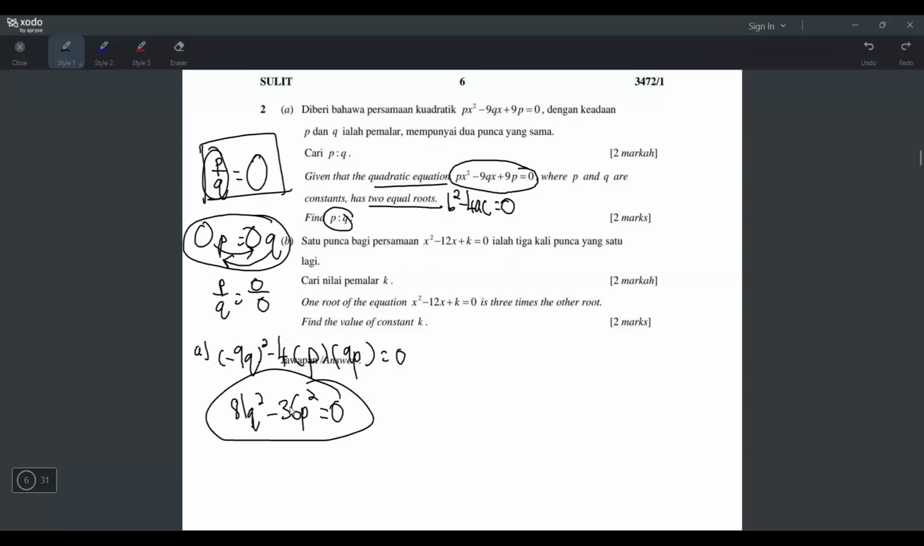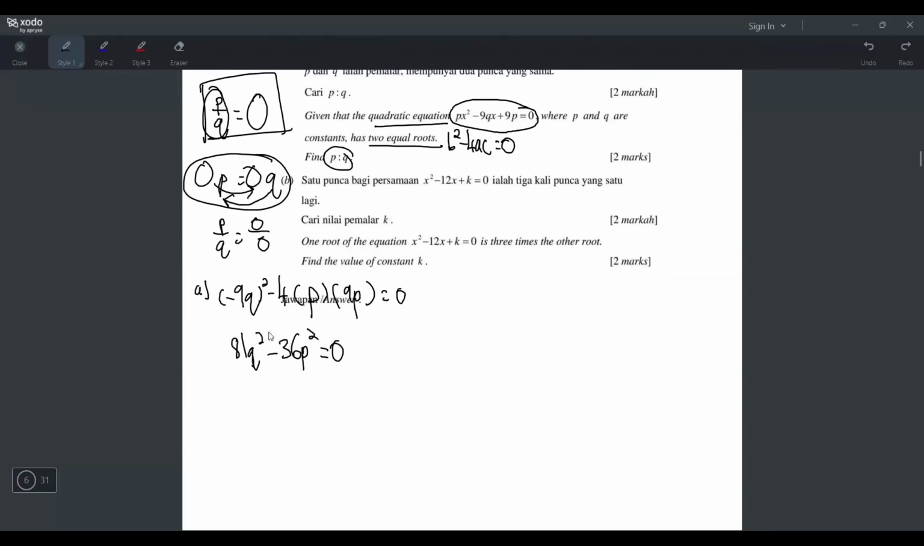How to convert this to p over q? First, you need to make sure it looks like this: something p equals something q. It means the p, I have to place on one side, the q, I have to place on the other side. And then I simply move a bit, and then I'll get my p ratio q, right? So let's do that now. I want only p on one side. So the terms with p, I put on one side, and the rest, with q, I put on the other side. So 81, when I move that, becomes negative 81q squared.